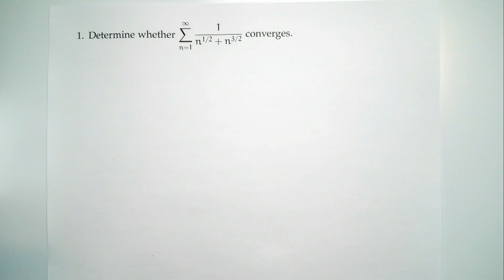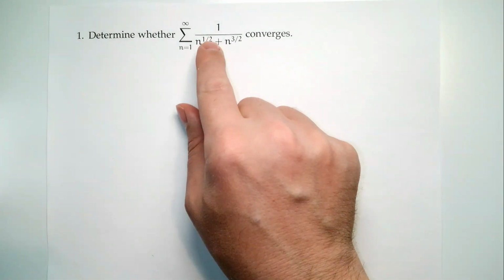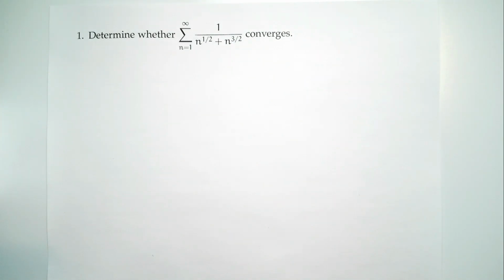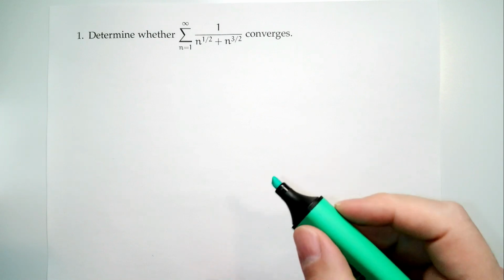Number 1. Determine whether the sum from 1 to infinity of 1 over n to the half plus n to the 3 halves converges. Now, what do we do? Well, we could, of course, make our life miserable and do an integral test on this. It's not impossible, but not desirable. So, why? Well, because we have better tools.